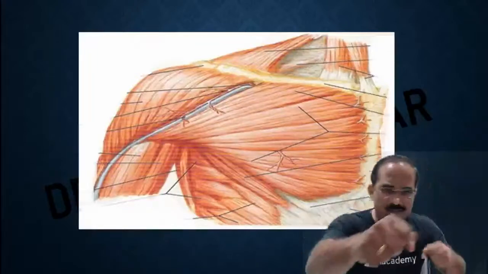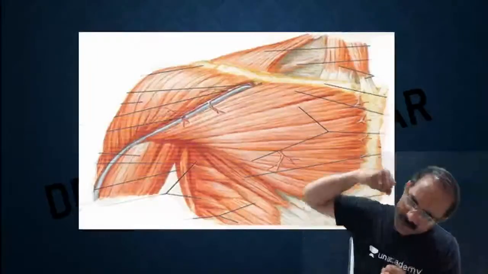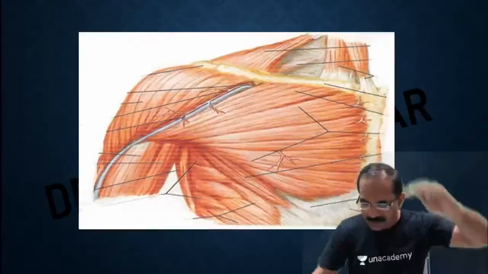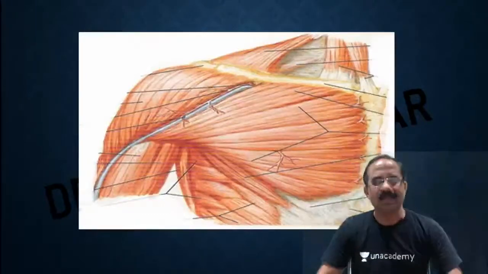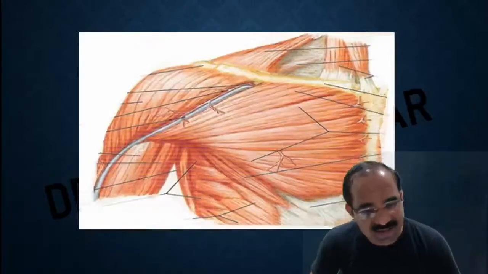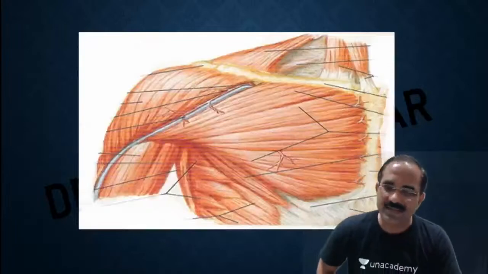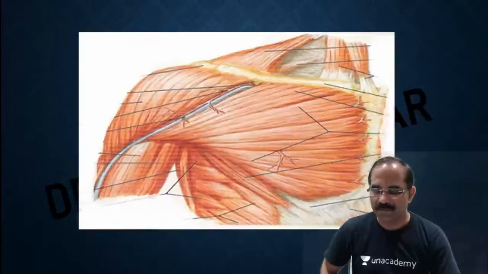You've seen a boxer. When a boxer gives a punch, the scapula keeps on going outwards. Boxer's muscle is, your answer, serratus anterior. Right? That's how the MCQs are. So boxer's muscle is serratus anterior.